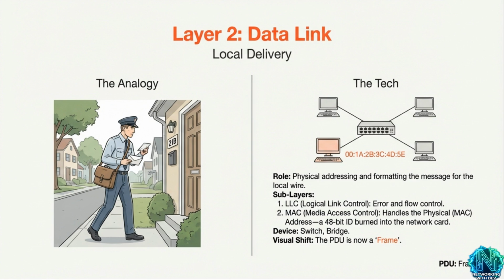physical hardware. MAC, Media Access Control. This is where we add the physical MAC address, that unique 48-bit ID burned into your network card. It ensures the message is addressed specifically to the next local device, such as a switch or a bridge. Notice the visual shift in our terminology. By adding these local physical addresses to our packet, the PDU is now officially encapsulated into a frame. Our data is now fully packaged and addressed. All that's left is to turn this frame into raw energy for its journey across the medium.